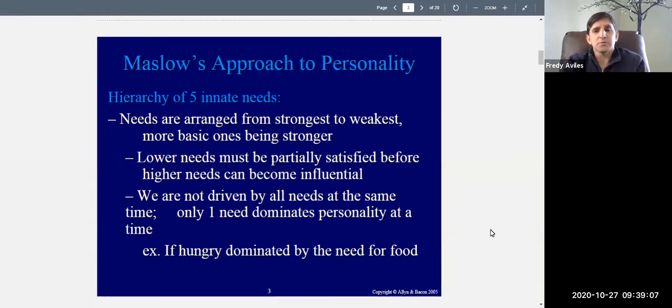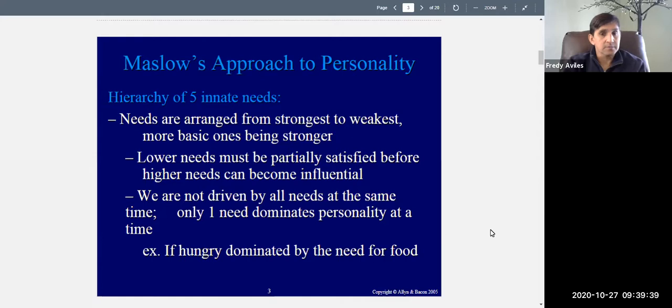So the needs are arranged from strongest to weakest. Okay, the strongest being the physiological needs, and we'll talk about why those are the strongest. And the weakest being the need for self-actualization, the last one. Lower needs must be partially satisfied before the higher needs can become influential. That's why the lower needs are stronger. So your physiological needs come first. Those are the strongest. If you don't meet your physiological needs, none of the other ones are going to matter.